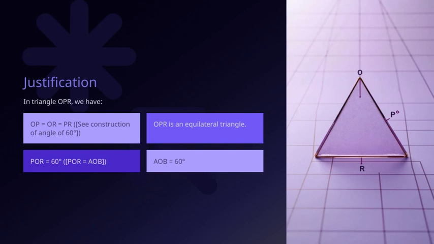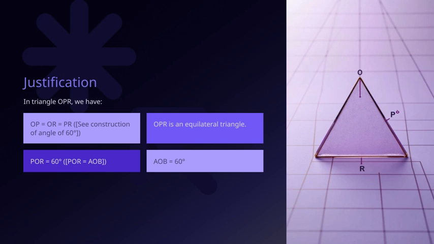All right, let's take a closer look at this slide. We see that angle AOB is 60 degrees, which is quite significant here. Now, notice that OPR is an equilateral triangle. This means all three sides are equal, and all angles are 60 degrees as well. The angle POR is also 60 degrees, and since POR equals AOB, there's a clear relationship between these angles.